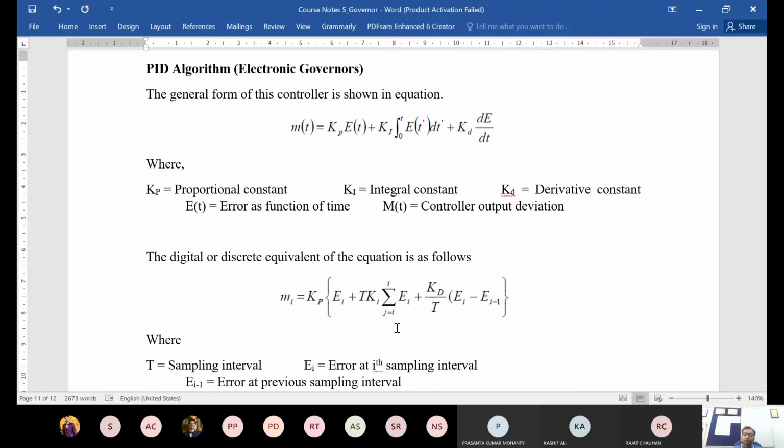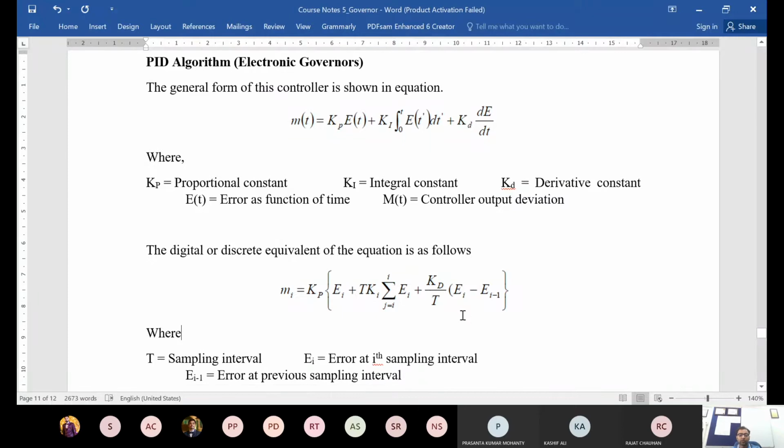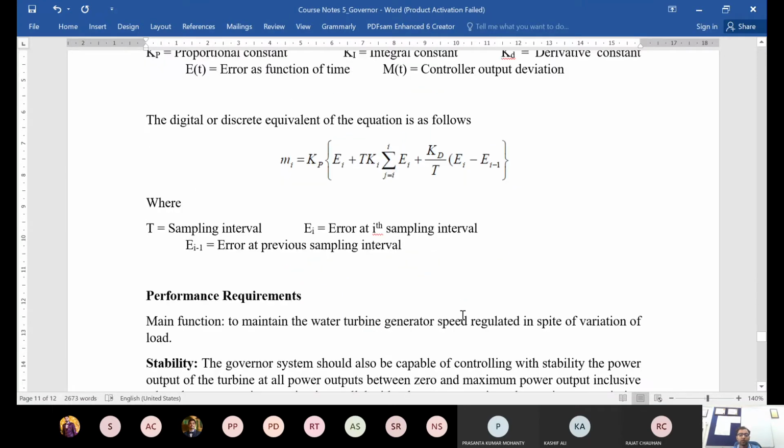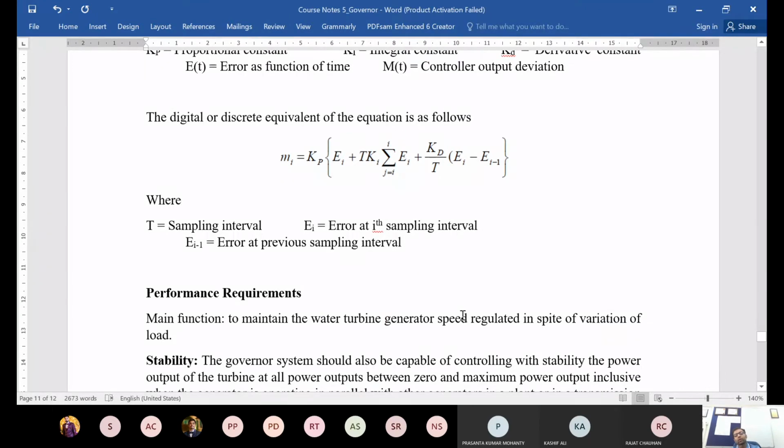So this will be there. Anything else? Okay, so this will be the standard PID algorithm which is used in the digital governor. Now, performance requirement. Whenever you define a system, we looked at how the system is operating.